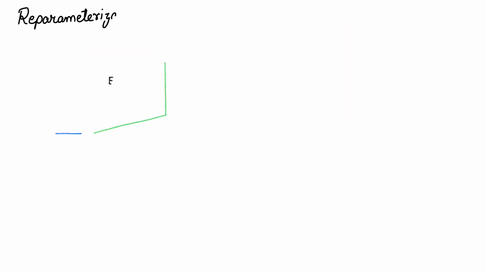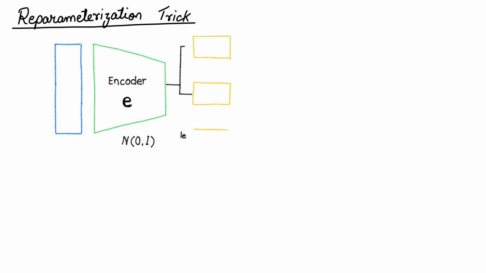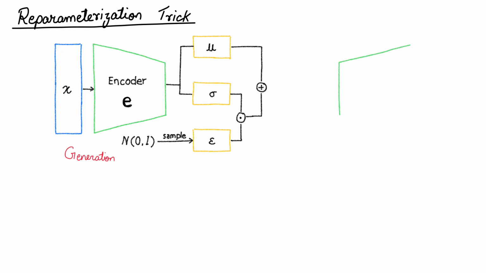The reparameterization trick addresses this issue by introducing a deterministic transformation that separates the random sampling from the learned parameters. This allows gradients to flow through the model during backpropagation. The reparameterization trick is a technique used in VAEs to make the sampling process differentiable, like a Gaussian distribution. Reparameterization trick, a technique to backpropagate through the sampling process in the latent space.